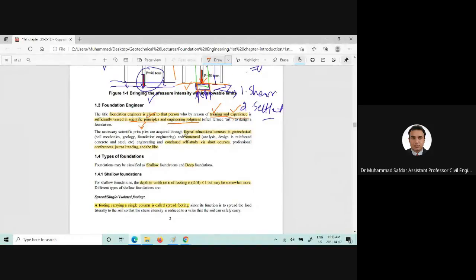Now, in order to gain the scientific principles, the knowledge and understanding here, you need formal education courses related to soil mechanics and geotechnical engineering, geology, and foundation engineering. You also need to know a little bit about the analysis and design of reinforced concrete and steel structures, which you will study in the 8th semester. Engineering experience and continued self-study are also recommended, and short courses.